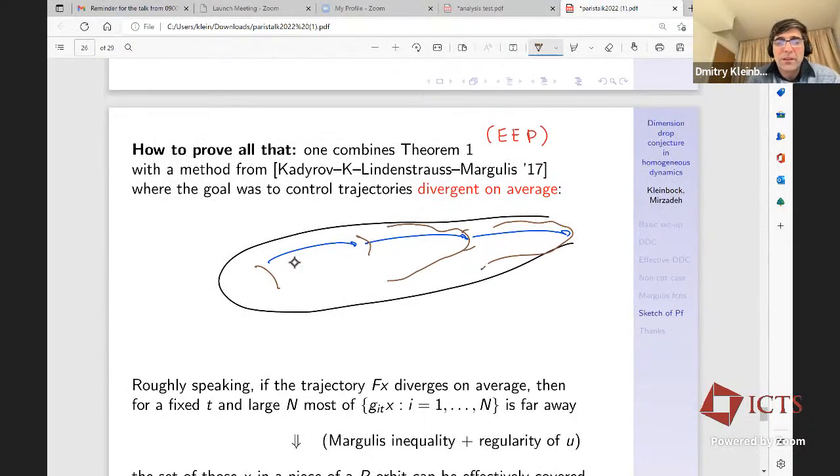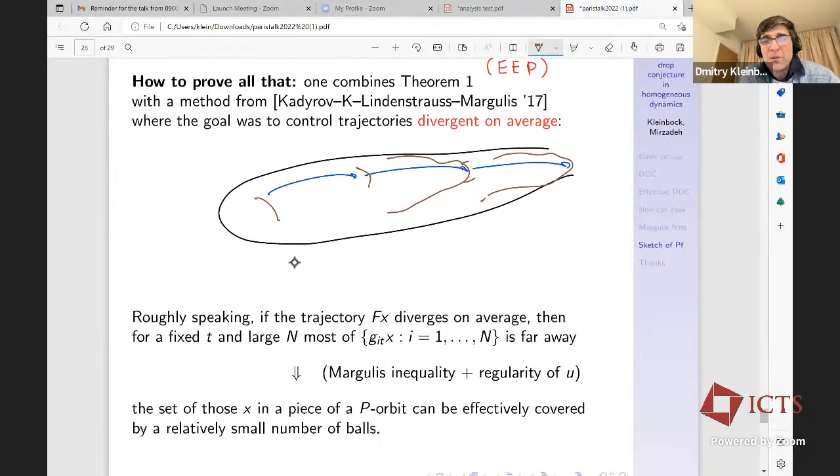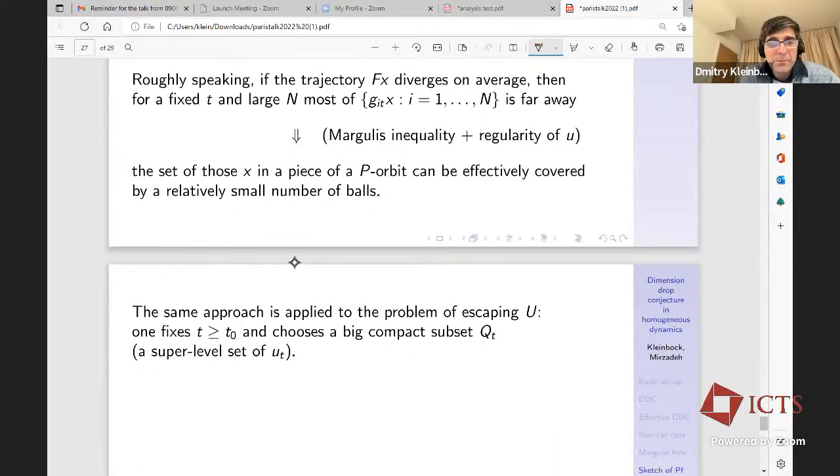In other words, if you have a divergent on average trajectory, then these iterates will be far away, and then using Margulis inequality plus the regularity of U, we show that the set of those x's can be effectively covered by a relatively small number of balls. So there is a certain inductive technique which was used there, and it's basically the modification of the same technique which we found possible to use in this setup.